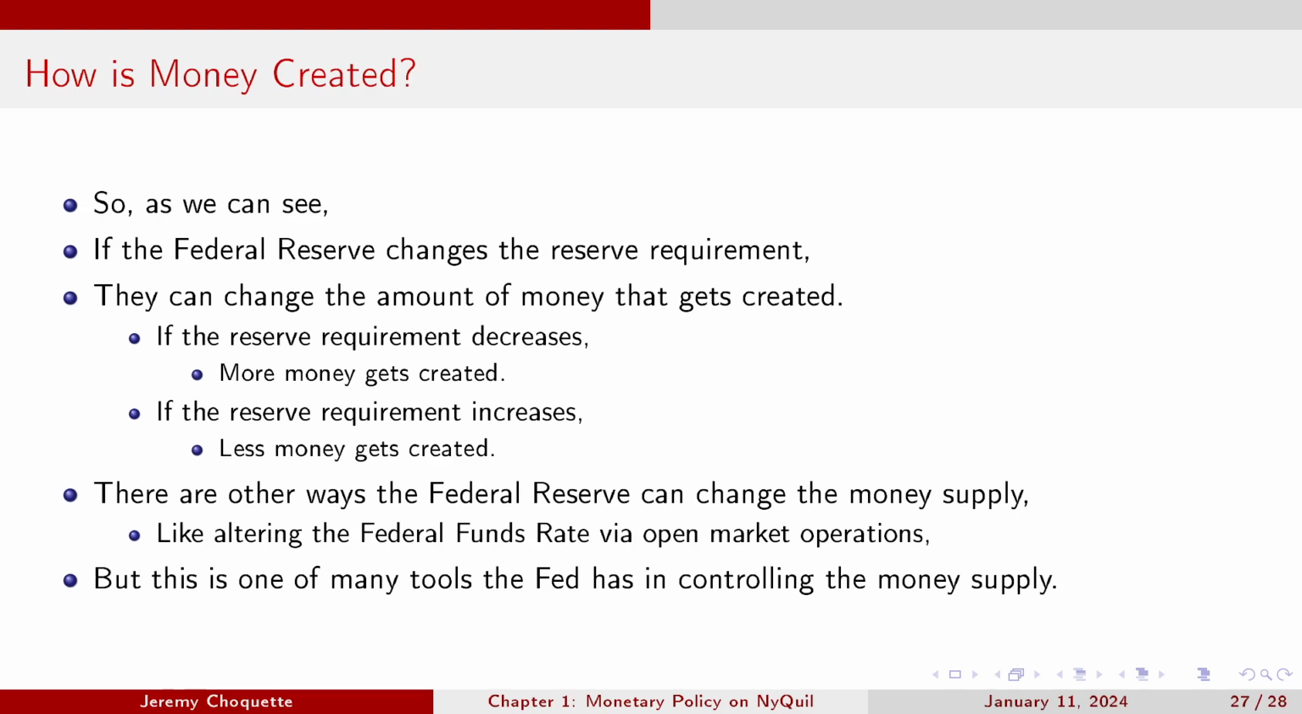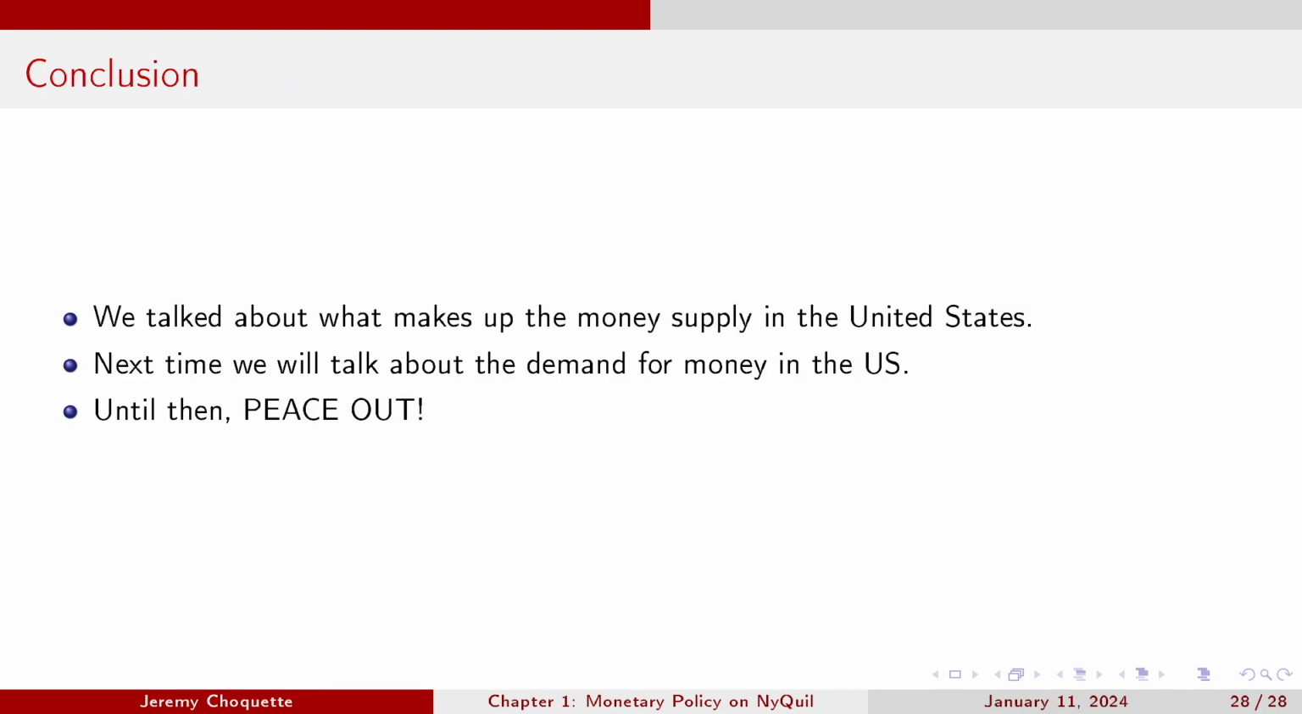And there are other ways that the Federal Reserve can change the money supply, because they don't set reserve requirements anymore. The reserve requirement is effectively 0. So like altering the reserve requirement, they can't now. They can, and even could back then, alter the federal funds rate via what's known as open market operations. This is one of the many tools the Fed has in controlling the money supply.